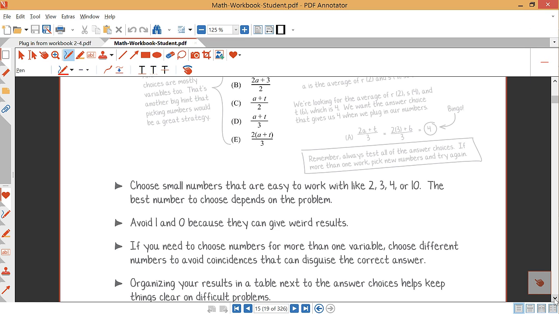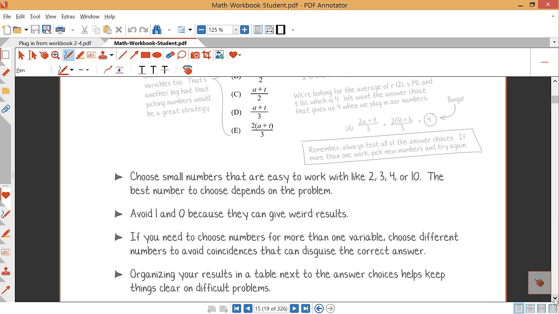And by strange, I mean, 0 times any number will make 0. 1 times a number is just that number, and that can skew your answer choices. And okay, if you need to choose numbers for more than one variable, like we have in this particular problem up here, choose different numbers. Okay, we want different numbers because again, you don't want to have any coincidences that can disguise the correct answer.